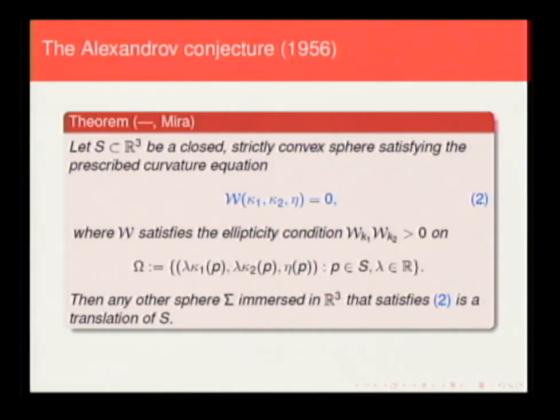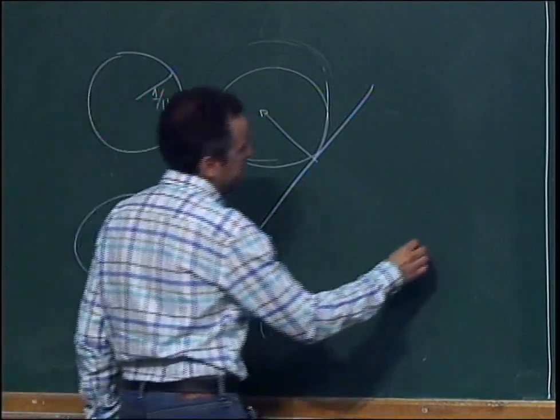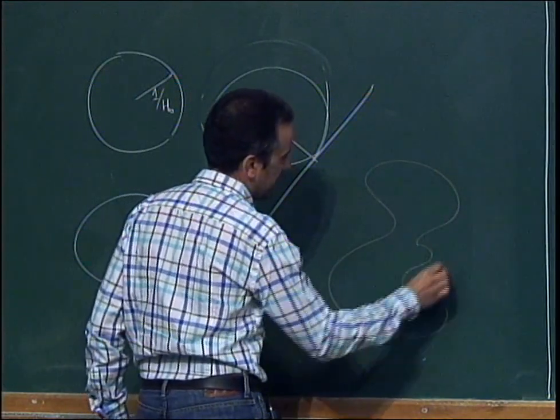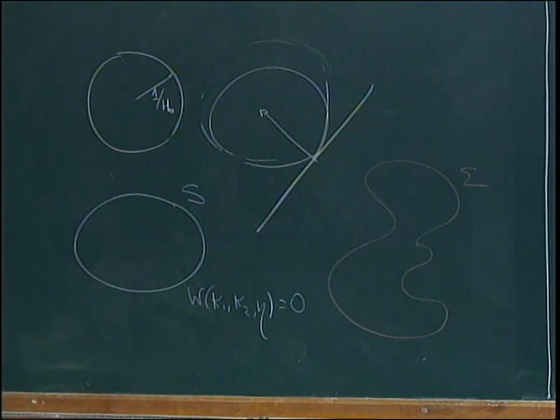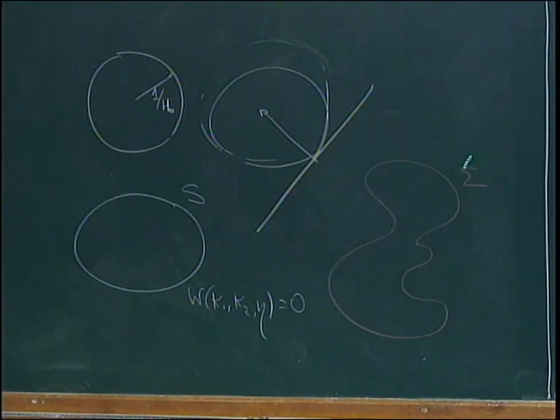We have a surface S satisfying a certain relation, and the problem says that if we have another immersed sphere in R3 satisfying the same elliptic equation at some point, then the new surface must be a translation of the first one. This problem was known, for instance, for the Christoffel problem or the Minkowski problem. In fact, the theorem was also known when this second surface is also an ovaloid, but not in the general case.